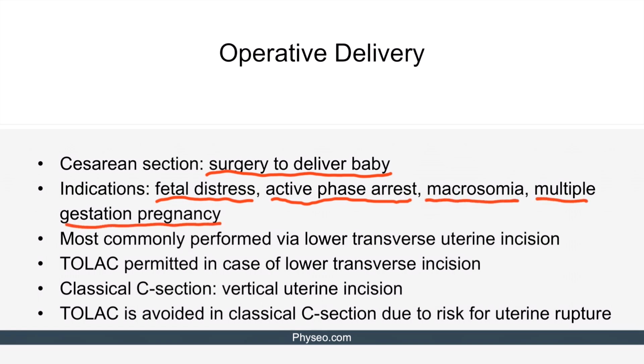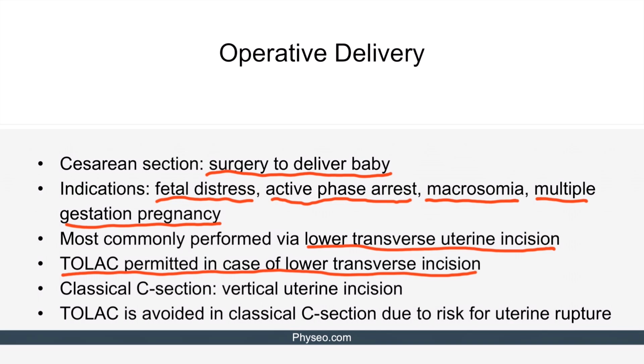C-section is most commonly performed with a lower transverse uterine incision because it's aesthetically more acceptable for the patients and it's associated with minimal uterine scar formation. The trial of labor after C-section, also known as TOLAC, is permitted in case of lower transverse incision because the risk of uterine rupture is not very high.